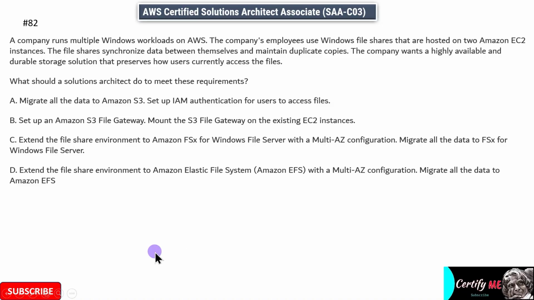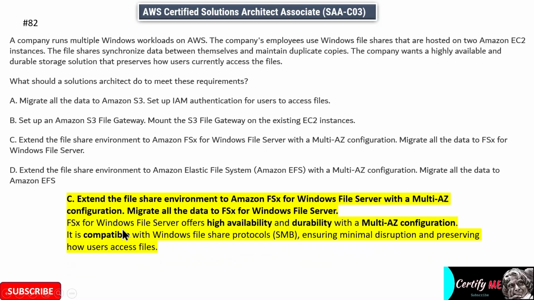The correct answer is option C. Extend the file share environment to Amazon FSx for Windows File Server with a multi-AZ configuration. Migrate all the data to FSx for Windows File Server. FSx for Windows File Server offers high availability and durability with a multi-AZ configuration. It is compatible with Windows file share protocols, ensuring minimal disruption and preserving how users access files.